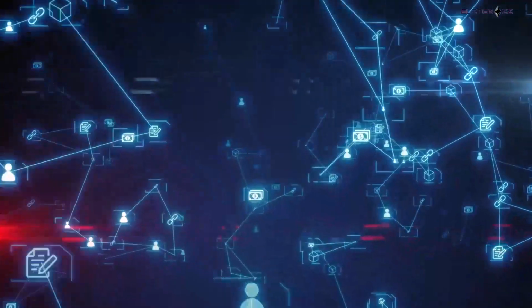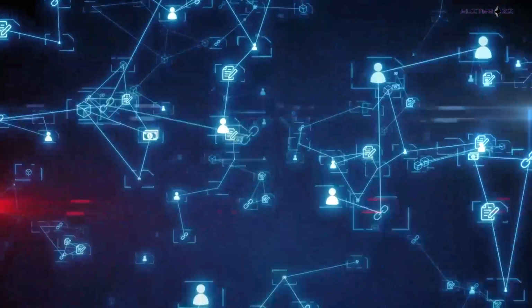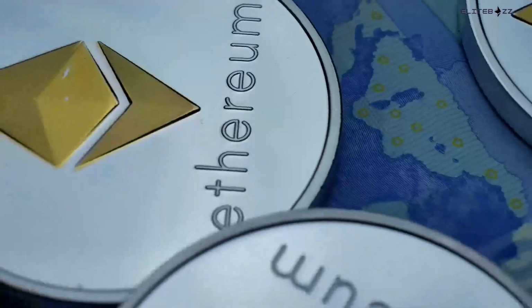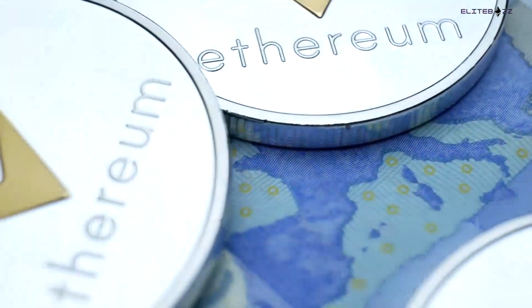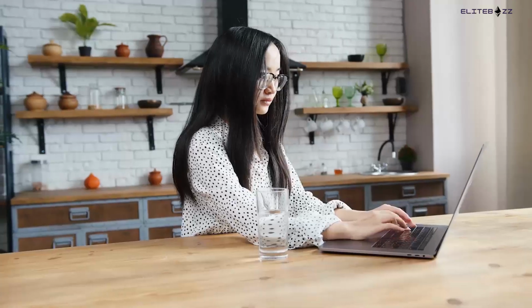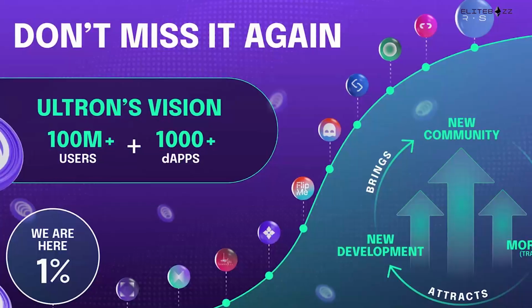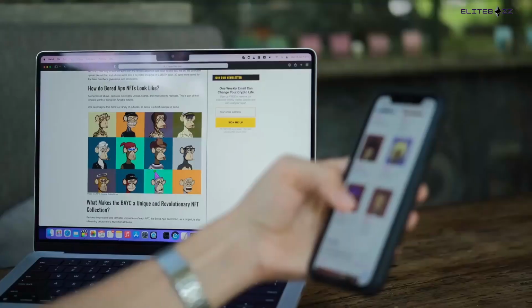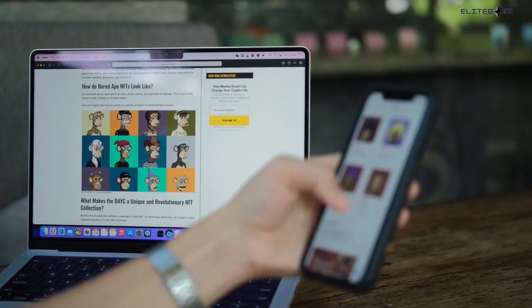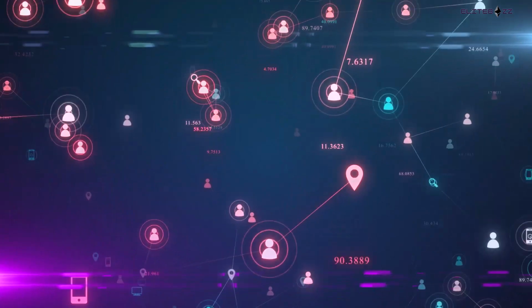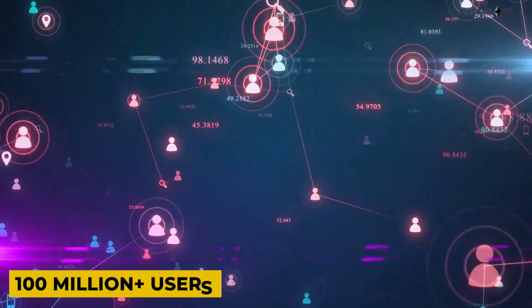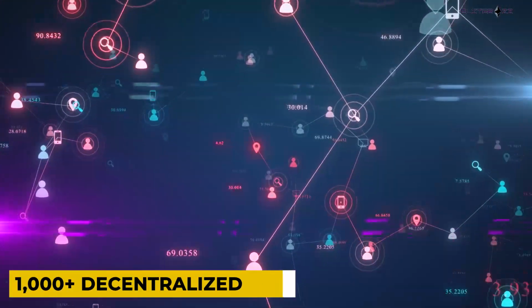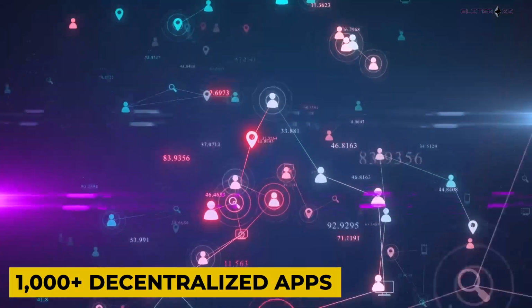Building a thriving blockchain community and developing impactful applications takes time. Take a cue from Ethereum's incredible progress in its early years. Keep the auto stake option turned on to position yourself for long term success. Don't miss out on the opportunity to be part of ULTRON's vision. With the goal of reaching 100 million plus users and fostering 1,000 plus decentralized apps, make your choice now while staking hub NFTs are still available.